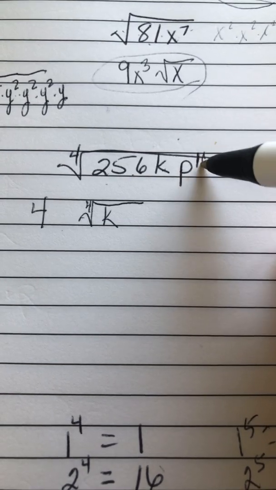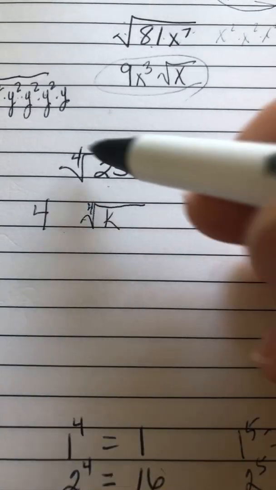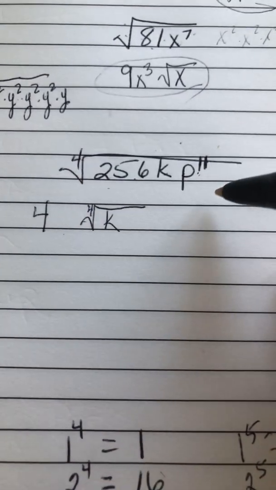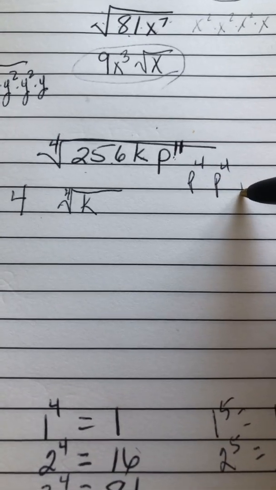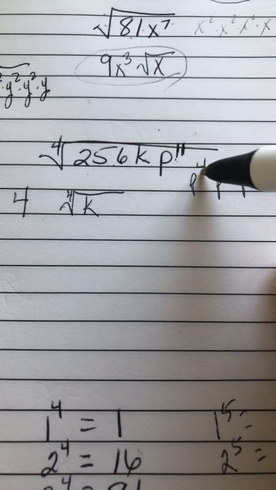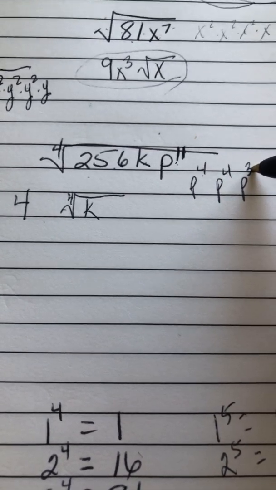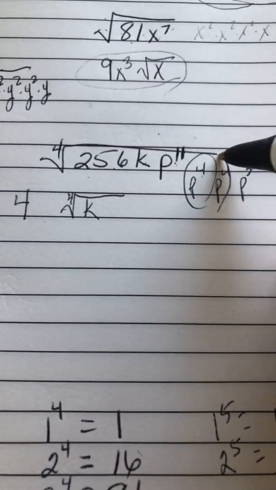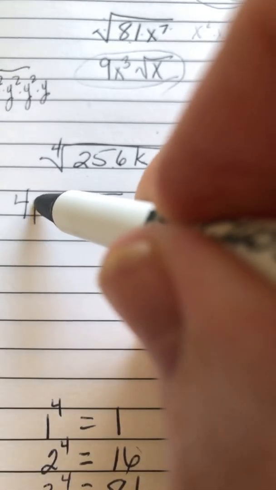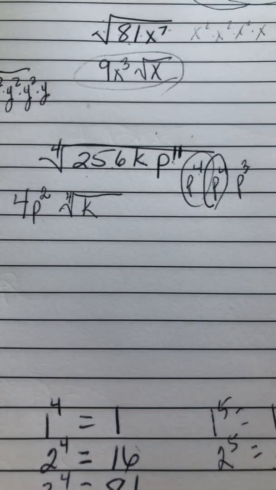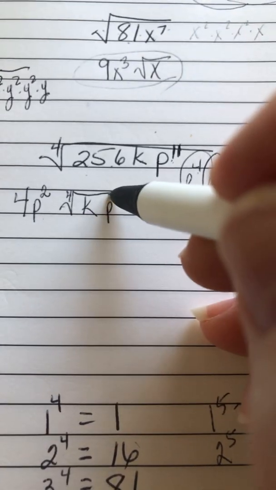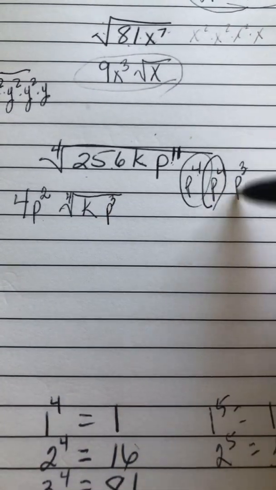There's 11 p's here, so we do have some sets of 4. We have p to the 4th times p to the 4th times p to the 3rd, because 4 and 4 is 8 plus 3 is 11. So we have 2 sets of p to the 4th, which means we can solve that and say p to the 2nd, 2 sets of it, with p to the 3rd left inside because we can't make another set of 4.